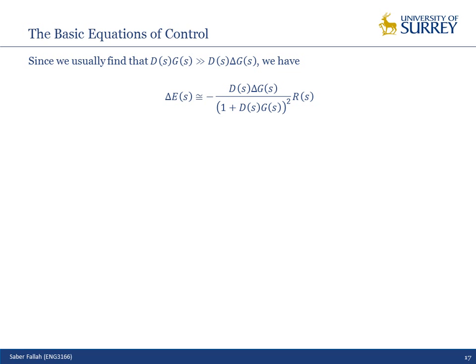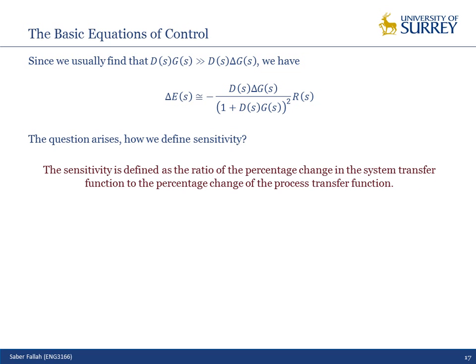I'm looking for a better benchmark for checking the stability or robustness of the design closed loop system. So the question is, how do we define the sensitivity? How can we say the system is robust against parameter changes, or is not robust, or is less robust? We need to have something to justify our statement. We can define the sensitivity of the transfer function as the ratio of the percentage change. The best way is to show it as a percentage.